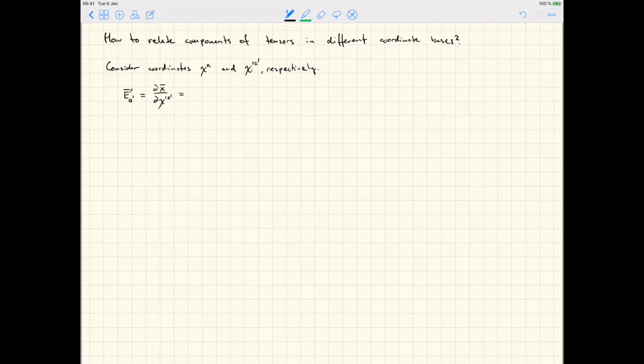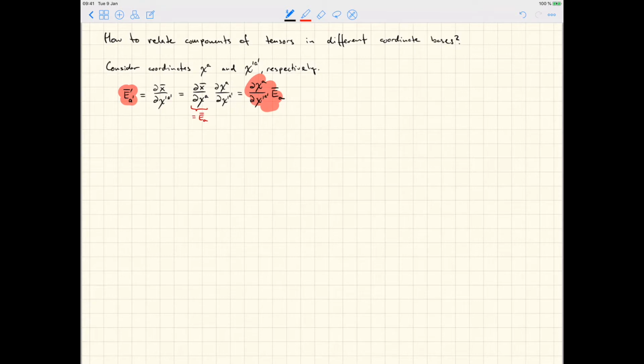Using the chain rule for partial derivatives, this can be rewritten as the partial derivative of the position vector with respect to the unprimed coordinates multiplied by the partial derivative of the unprimed coordinates with respect to the primed coordinates. But this is equal to the partial derivative of the unprimed coordinates with respect to the primed coordinates multiplied by the unprimed tangent vector basis. And this follows from the fact that the partial derivative of the position vector with respect to the unprimed coordinates is the definition of the unprimed basis.